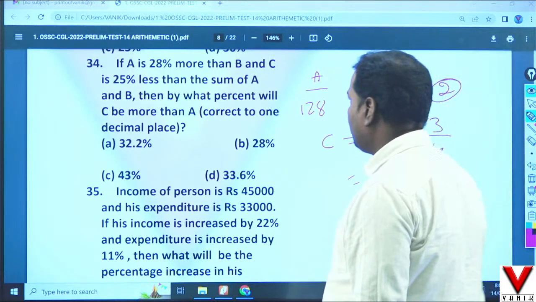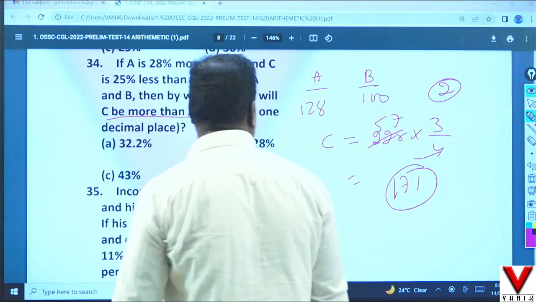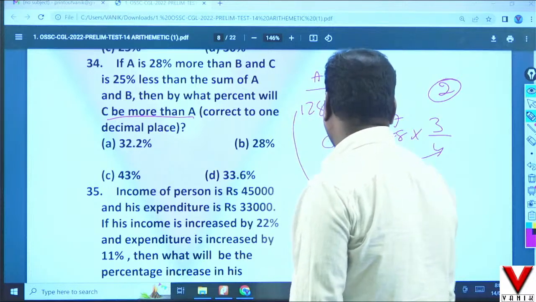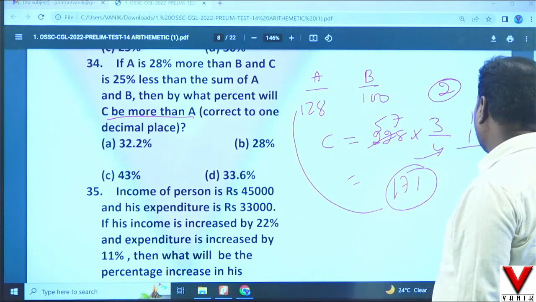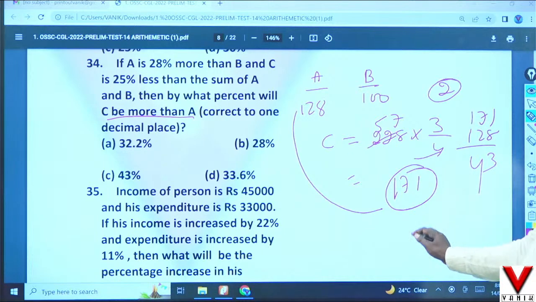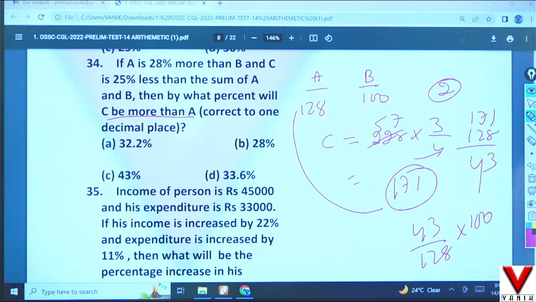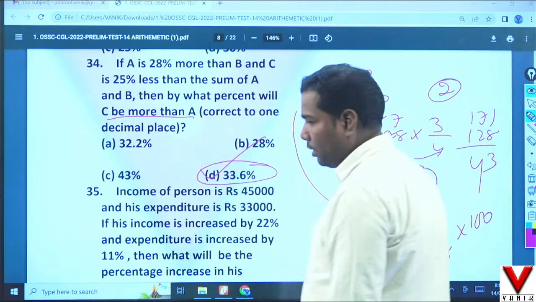C value is 171. Then what percentage will C be more than A? How much more? 171 minus 128: 11 minus 8 is 3, 6 minus 2 is 4, so 43. Then 43 by 128 into 100. It is 33.59, about 33.6%. Option D is our correct answer.